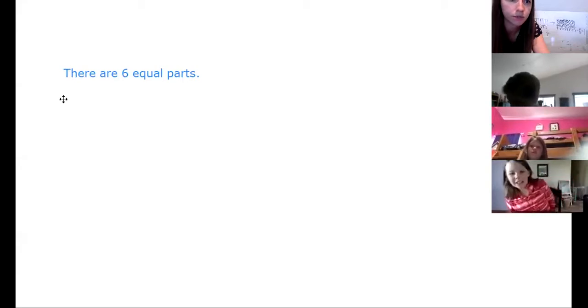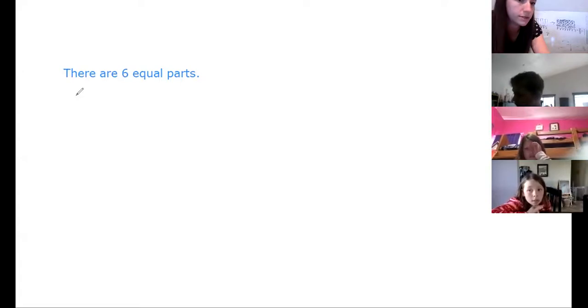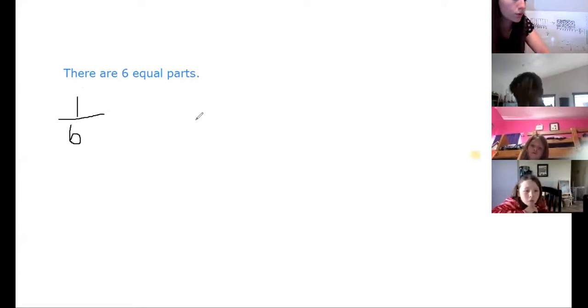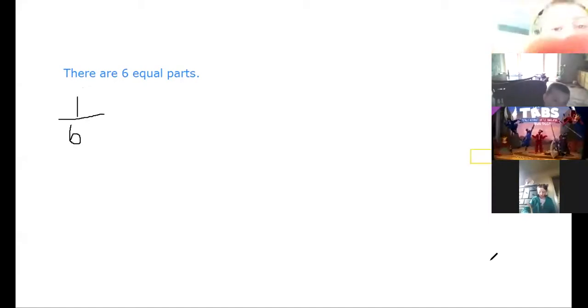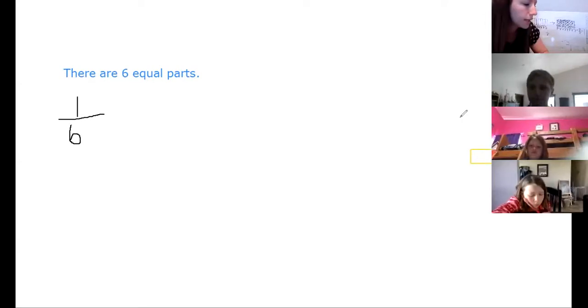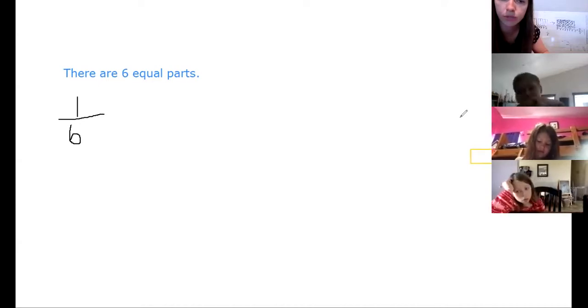Any questions? So on the second line, we should have 1/6, because only one of the 6 parts is shaded. Any questions on how we got that answer? Okay, so you're first telling me how many equal parts there are, and then what the unit fraction would be.